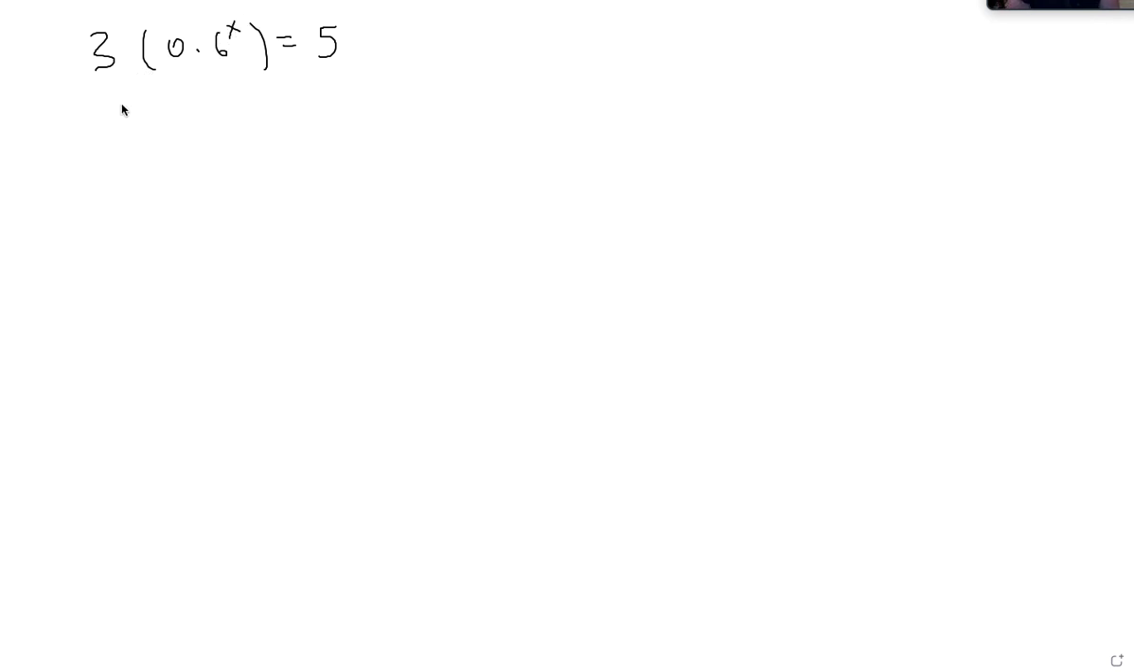Anytime we're trying to solve for x, right, we get as much stuff away from the x as we can. So right here, let's divide both sides by 3. And now that gets me 0.6^x equals 5/3. So that says, what do I raise 0.6 to make it come out to 5/3? And for most people, I think that's an I don't know. Like that's not super obvious.